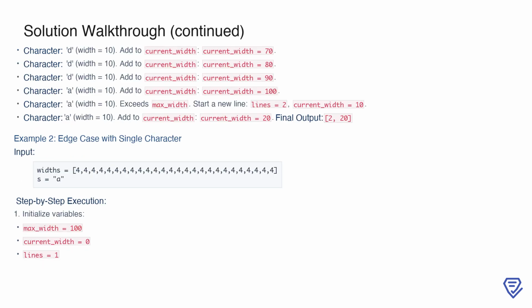Moving on, the next three characters are d, each with a width of 10. Adding these sequentially increases current_width to 70, 80, and then 90.